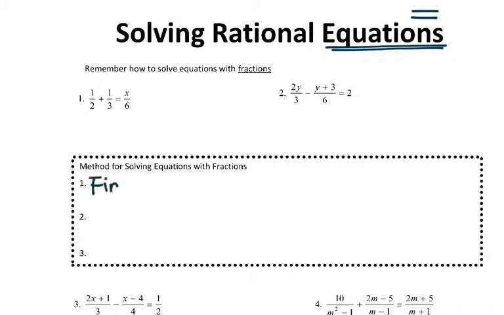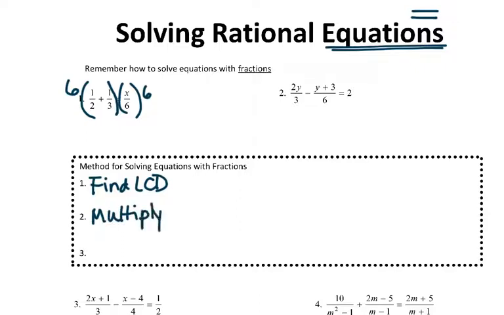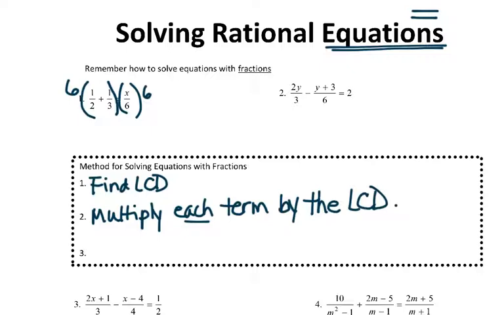We're still going to find our LCD, good old-fashioned LCD. But now what we're going to do with the LCD is multiply each side of the equation by the LCD, in this case 6. Or you may remember it more as multiply each term by the LCD. And when you multiply each term by the LCD, the fractions are just going to disappear. 1/2 of 6 is 3, 1/3 of 6 is 2, and x over 6 is x. And we can just solve from there, and we get x equals 5.